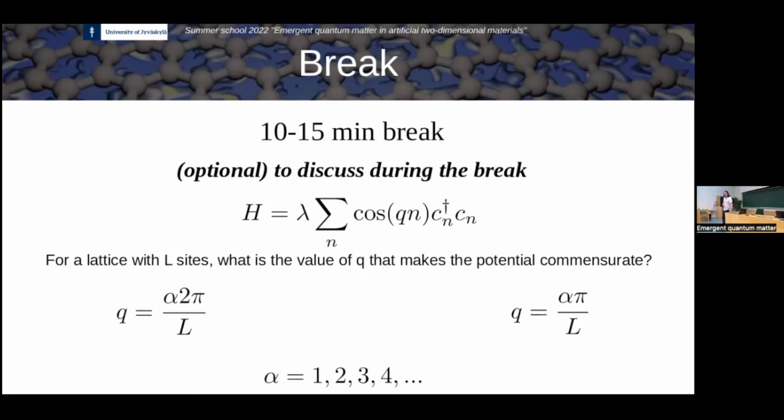So in this context, commensurate means that you can define a unit cell such that eventually the potential will be periodic.